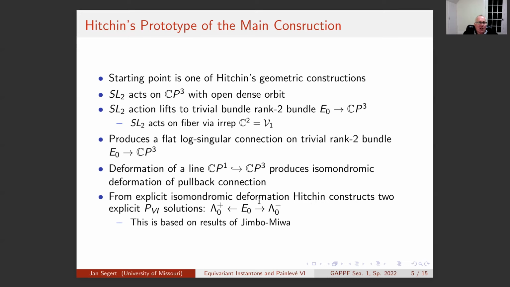So basically what Hitchin did on this bundle, this trivial rank 2 bundle, worked out what this meromorphic connection is, then worked out what the restriction to a line looks like, took a one-dimensional family of lines, and worked out the isomonodromic deformation, and from that, using Jimbo-Miwa, found explicit solutions of Painlevé 6. So really, I think he only did one, but there's 2 that you can do by changing one of the parameters. So I'll say he did 2.